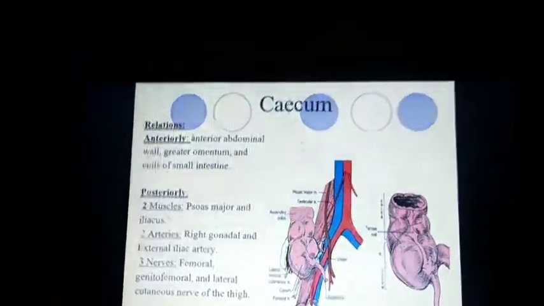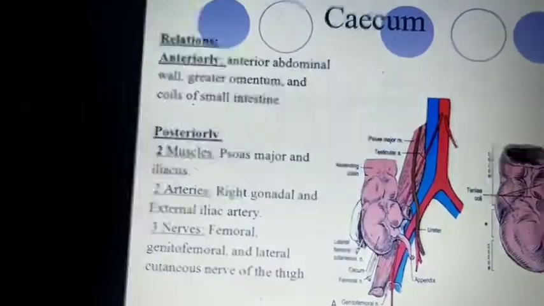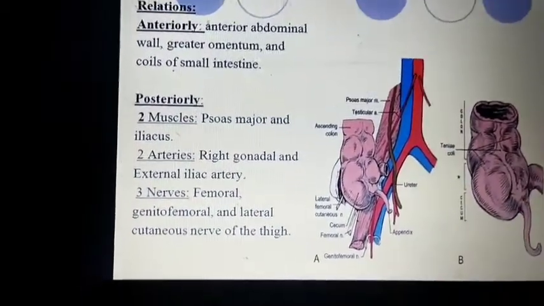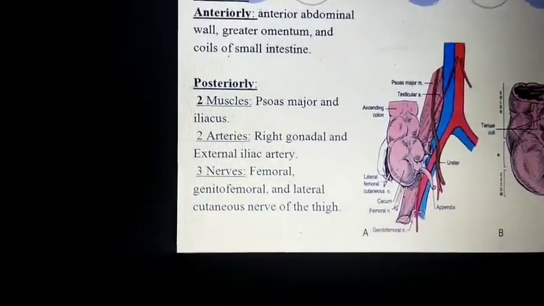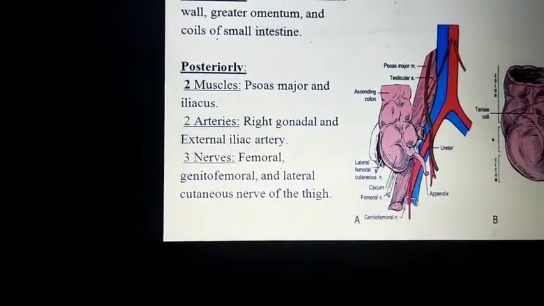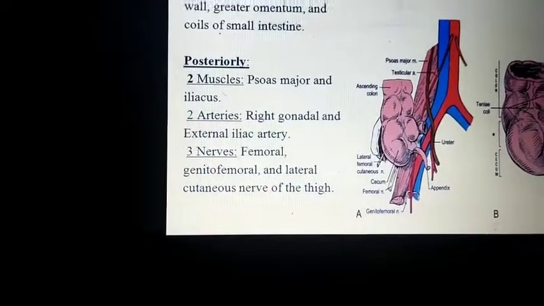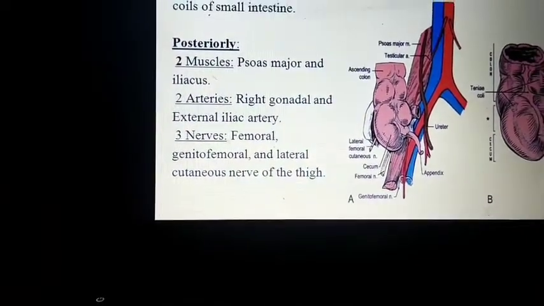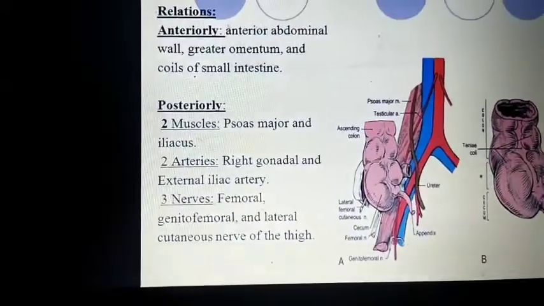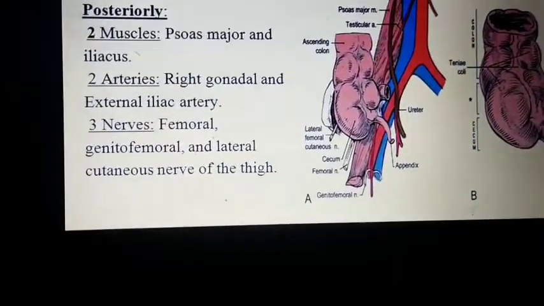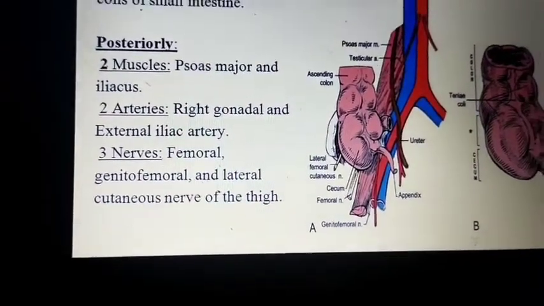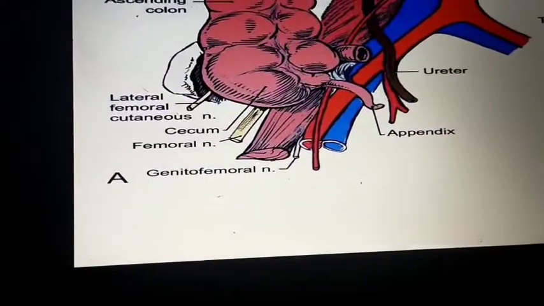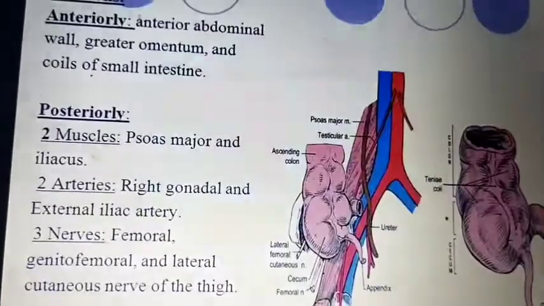Then the cecum relations. Anteriorly there are the anterior abdominal wall, greater omentum and coils of small intestine. Posteriorly there are two muscles, psoas major and iliacus muscle; arteries, the right gonadal artery and external iliac artery; then nerves, the femoral nerve, genitofemoral nerve and lateral cutaneous nerve of the thigh.